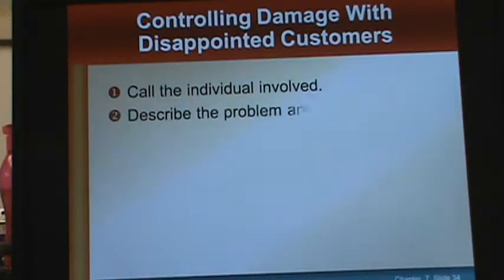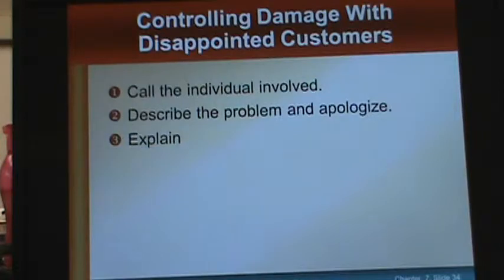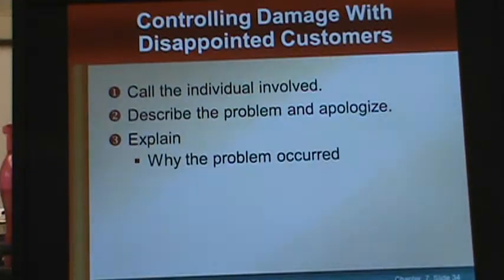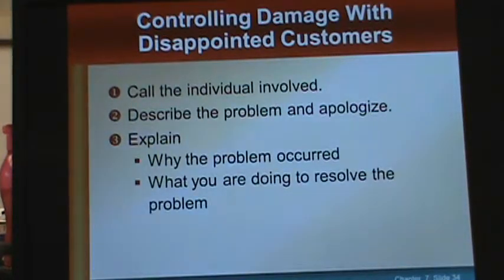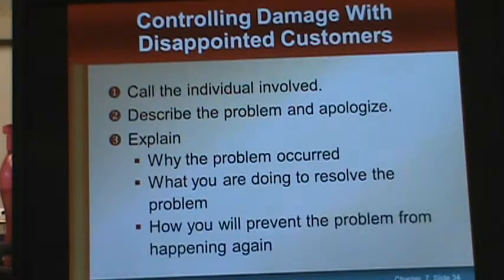Controlling damage with disappointed customers. The first thing we want to do is call the individual involved. Second thing, we want to describe the problem and apologize. And then third, explain. Whatever the situation is, just explain what happened, why the problem occurred, what you're doing to resolve the problem, and how you will prevent the problem from ever happening again to them or anyone else.